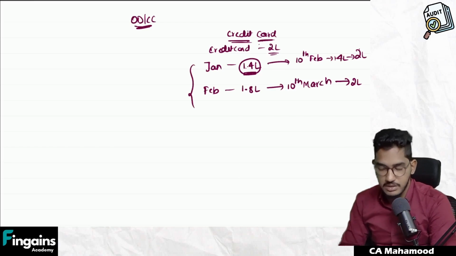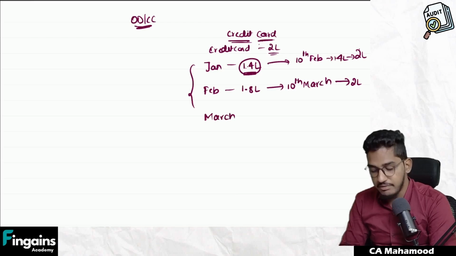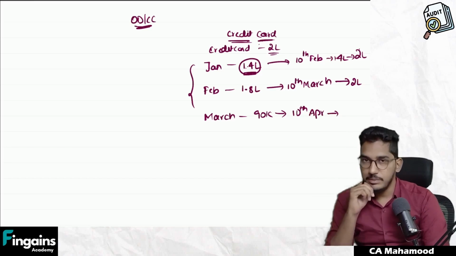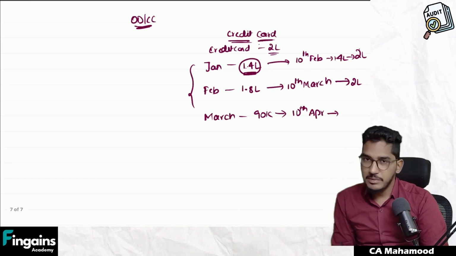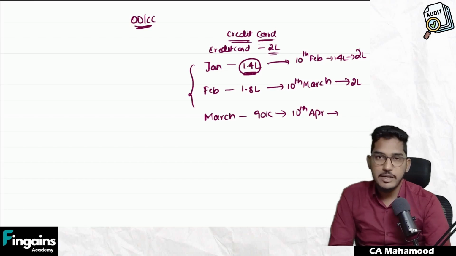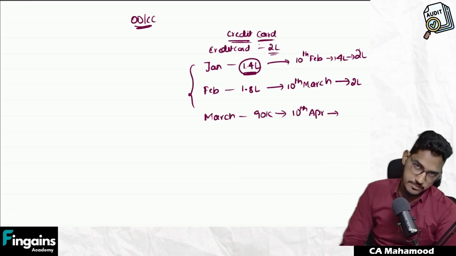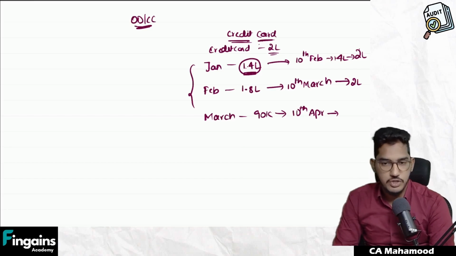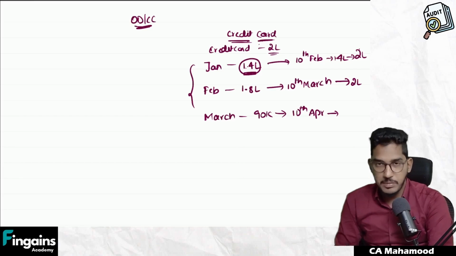Assume that in the third month, in the month of March also, you have spent some 90,000 rupees on your card. You made the payment on the 10th of April and now the banker has to reset the limit. But before they reset the limit, the banker came to know that you got laid off or you got a salary reduction. Your salary was reduced. You have lost your job or something happened. Now what will the banker do?